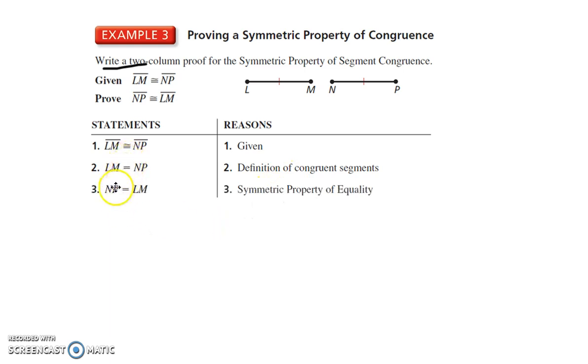We know that NP is equal to LM because of the symmetric property of equality, which is what we looked at in the last lesson. The symmetric property of equality says I can write it one way or the other. And so, if their measures are equal, then they are congruent. Definition of congruent segments. And there you have it. We have proved segment congruence.